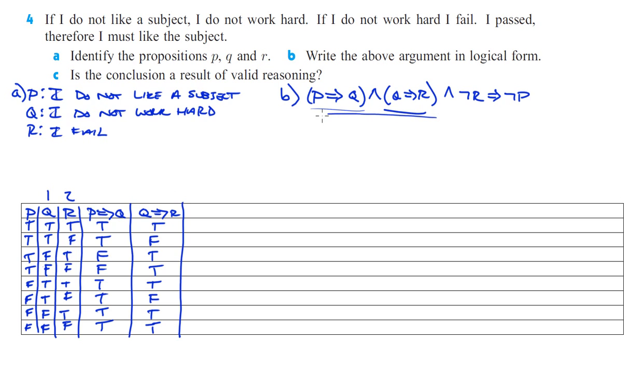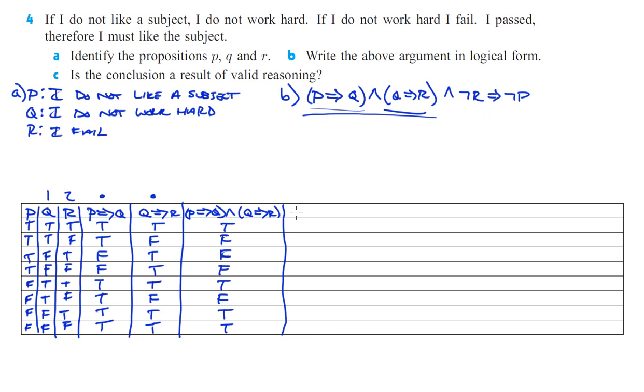Now let's connect those two together with an and. So now we have P implies Q and Q implies R. Okay, so that's these two together, and since it's and, they have to both be true. So true, true is true, true, false is false, false, true is false, false, true is false, true, true is true, true, false is false, true, true is true, true, true is true. Okay, so now we have this whole thing here.